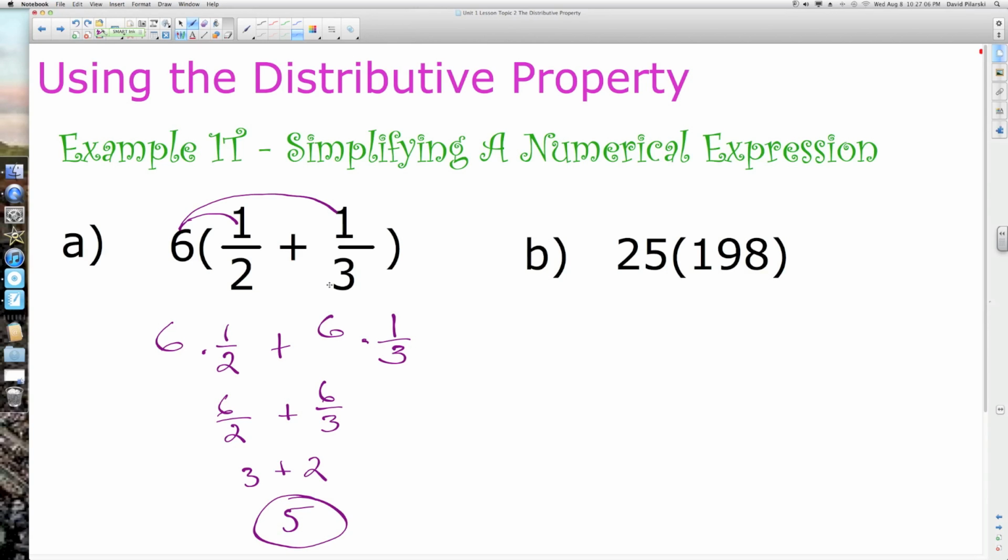Since 2 and 3 can divide into 6, or 6 is divisible by both 2 and 3, this was a very easy problem. It ended up being a whole number.